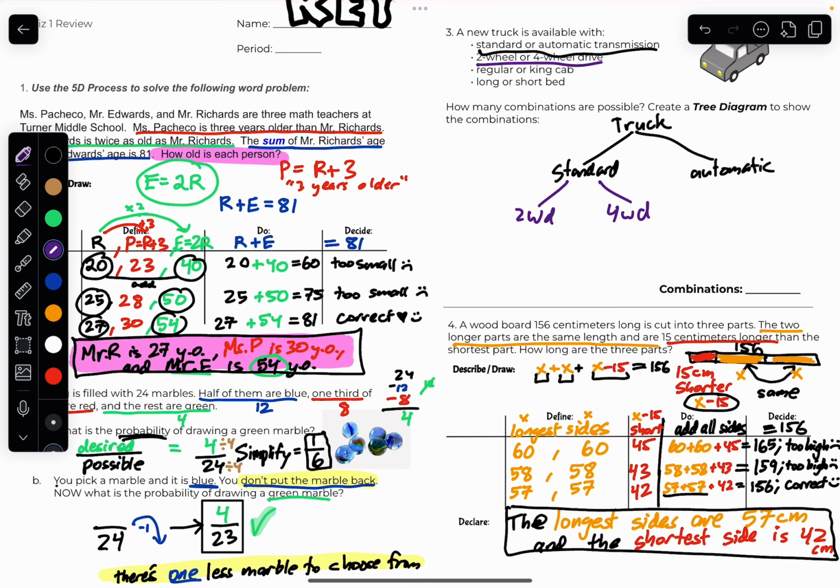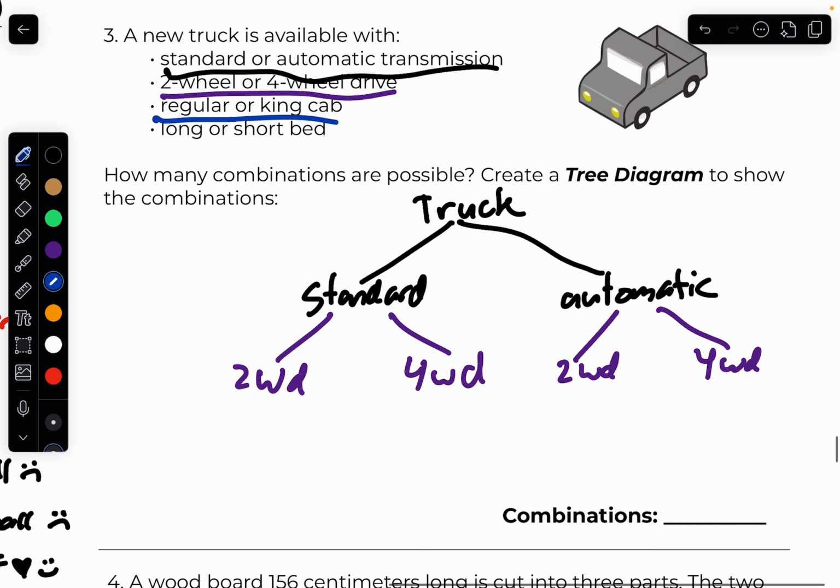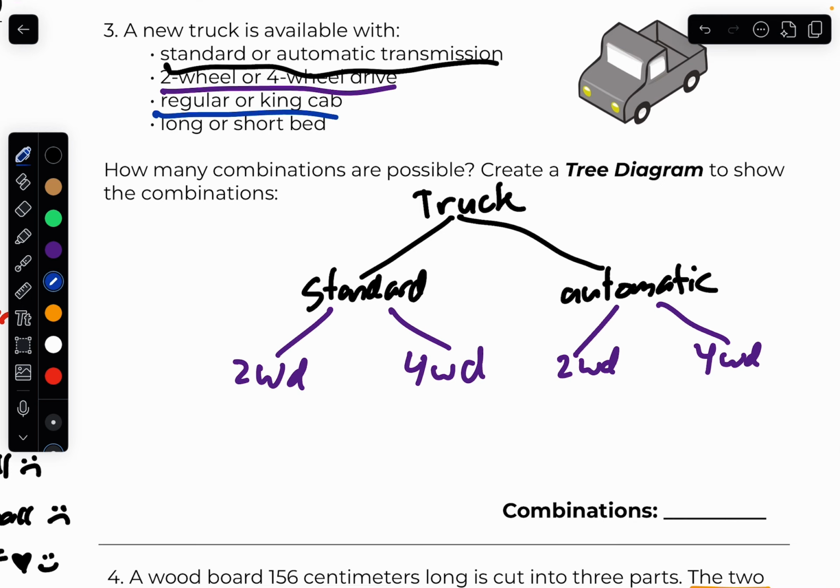Have you seen that on a truck before? 4WD? 4-wheel drive? Or maybe something else. And you're going to do the same for both the left side and the right side. Ooh, this is going to be a longer one because there's 4 different options you got to choose from. So next up, it says you're going to choose a regular or king cab. Regular or king cab.